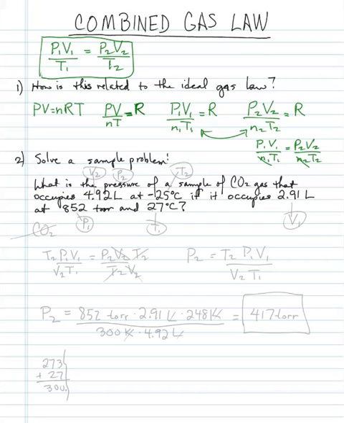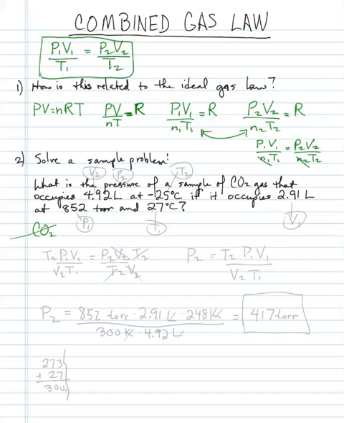Let's look at our sample problem here. It says, what is the pressure of a sample of CO2 gas? Okay, do we care that it's CO2 gas? Actually, not, because the combined gas law is based on the ideal gas law, right? And under ideal conditions, it doesn't matter what gas we have, it will still obey that gas law. So that was just extra information we didn't really need.